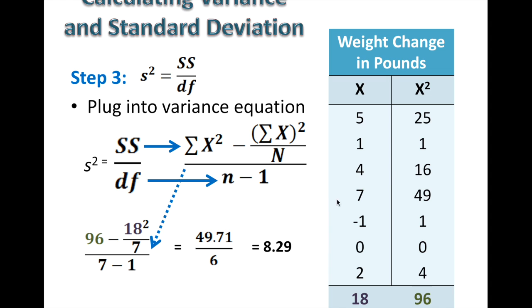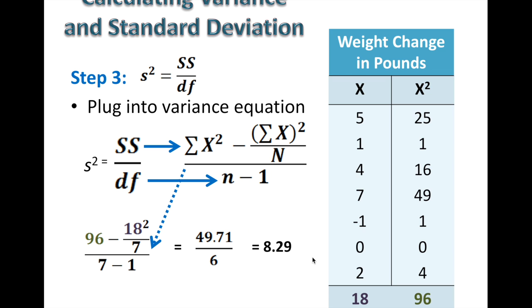So we put that, right, so sum of x squared, 96 right here, minus 18 squared divided by 7. Now keep in mind, this n right here is not the degrees of freedom, even though you're dealing with a sample, so it's just 7. The degrees of freedom is going to come later. Okay? So we have right here, on the numerator, 96 minus 18 squared divided by 7, 49.71. Then we're going to divide by that degrees of freedom, the 6 right here. So we have 49.71 divided by 6. We have 8.29 as our variance.